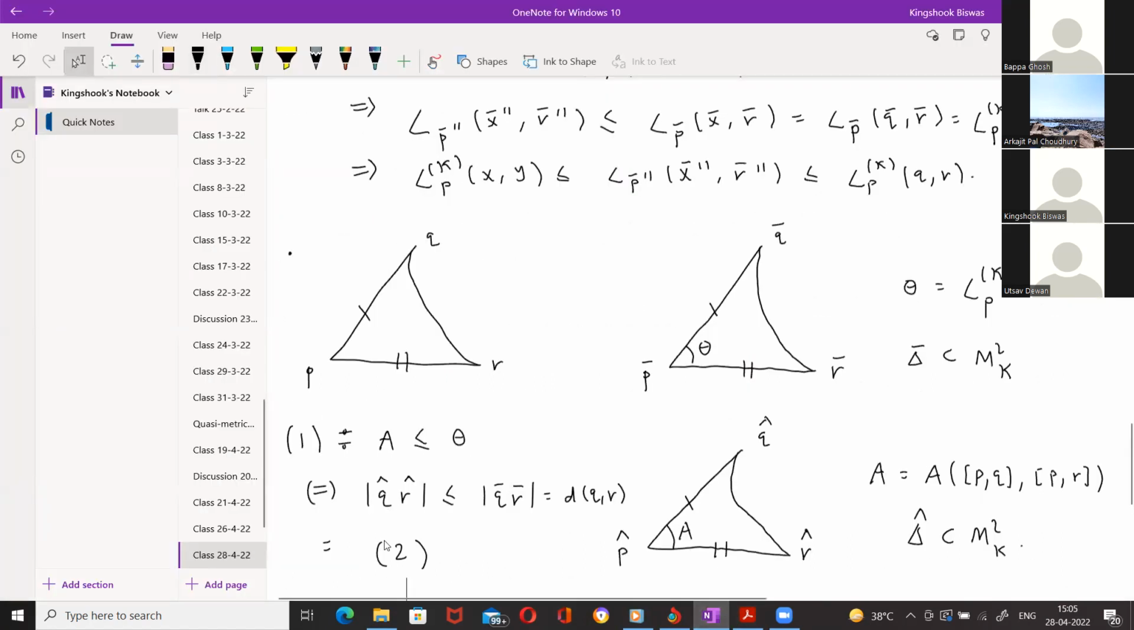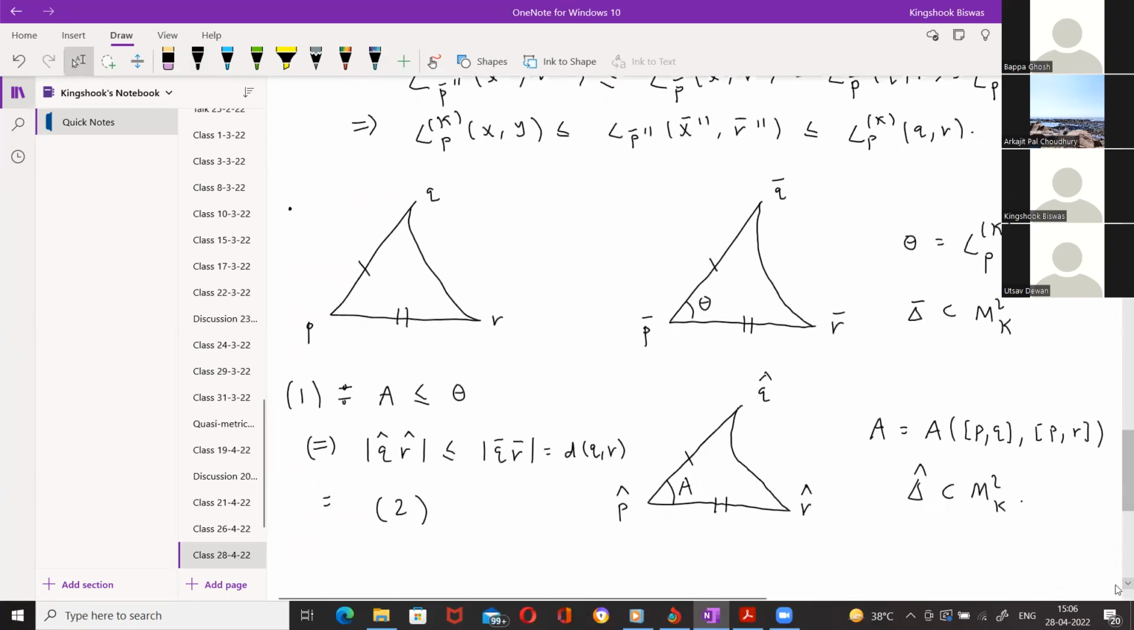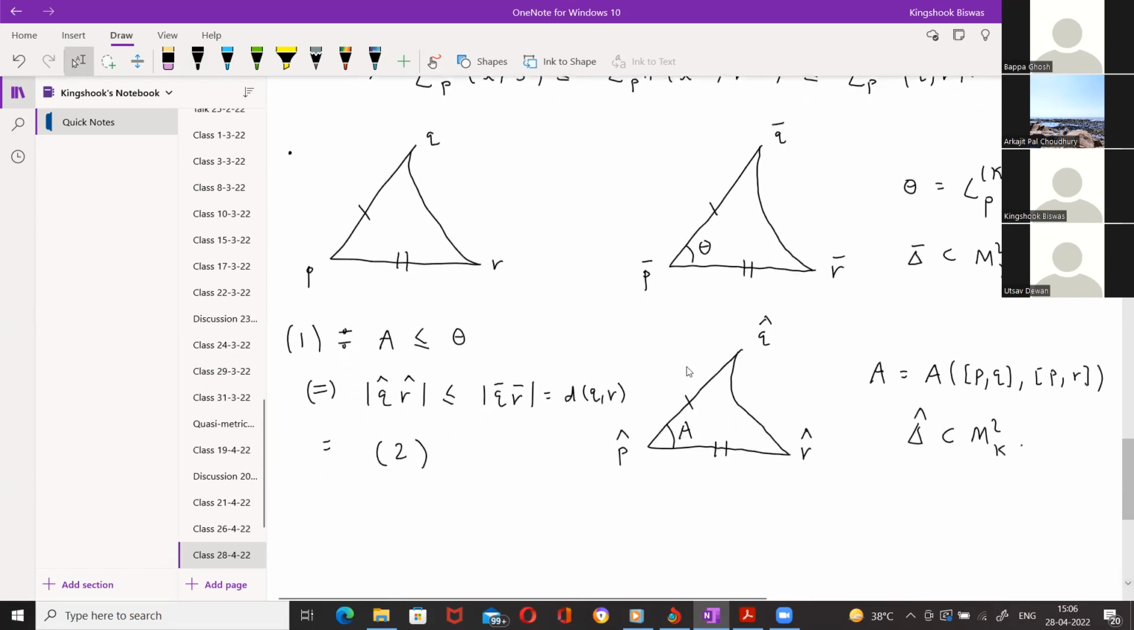Is this clear? Yes. Okay, this angle here, A is less than or equal to theta, if and only if this distance Q hat R hat is less than or equal to this distance Q bar R bar, which is the same as the distance QR. Okay. So 1 is equivalent to 2.